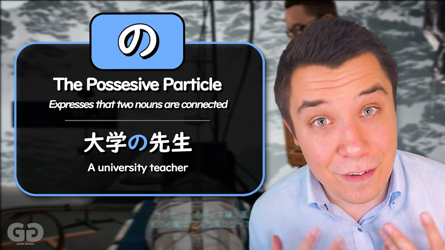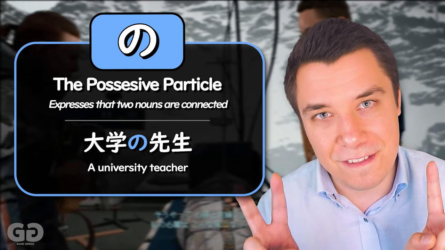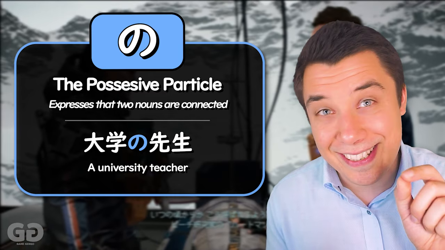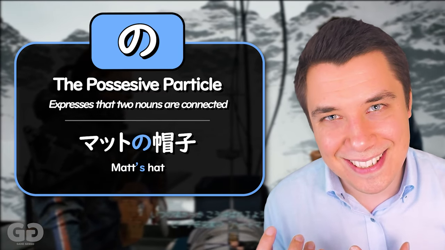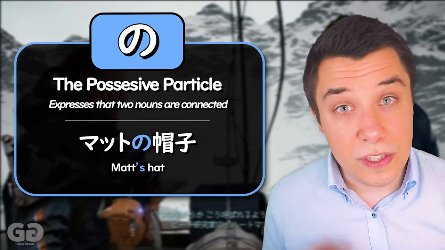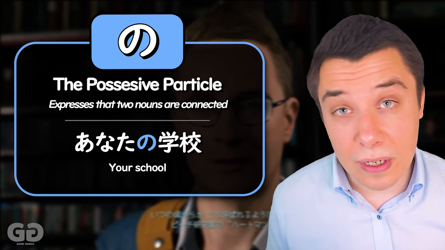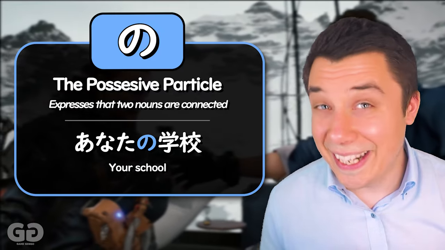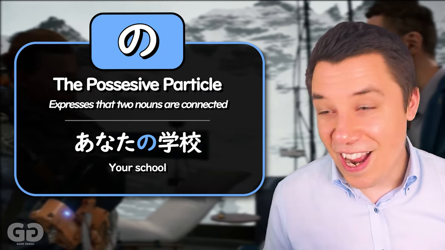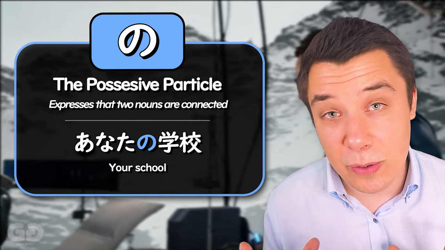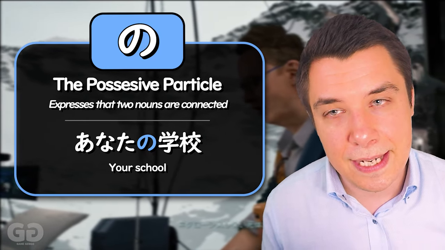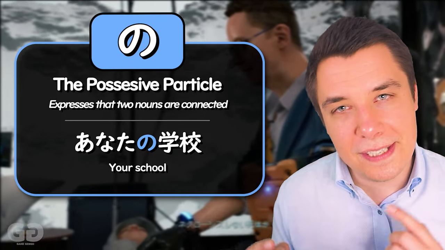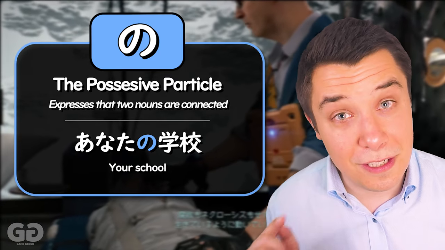So while it can be very useful to remember it as the possessive particle, like in English where we add just an S, right? Matt's hat, Matto no boshi, your school, Anata no gakko, but it doesn't always work that way where it shows this possession. At least not in the way that English does. Okay, so let's have a look at all of the language that we've just learnt today in this lesson, and have a look at this example clip and see how all of these pieces of language are being used.